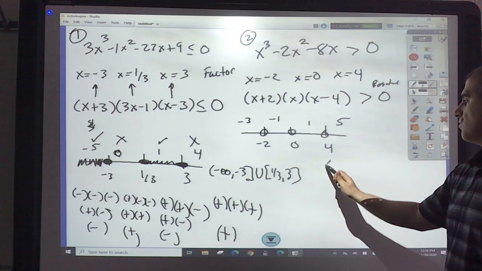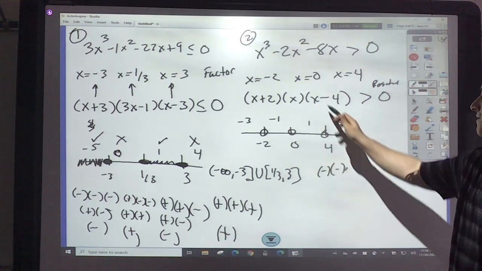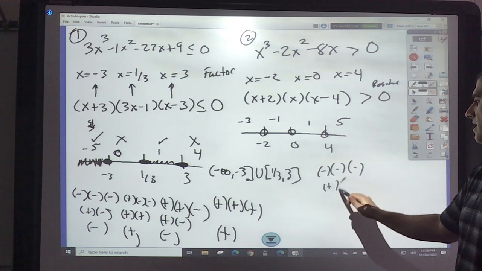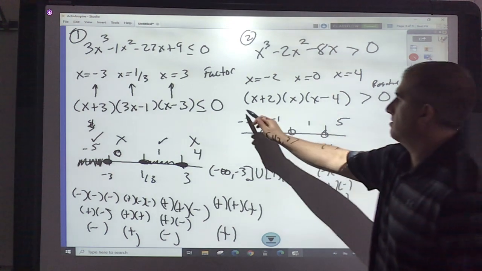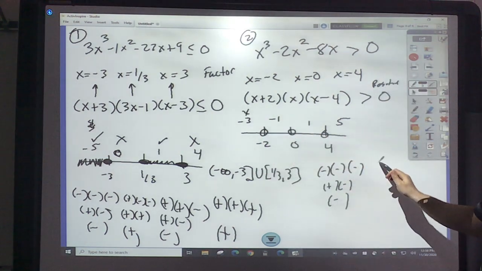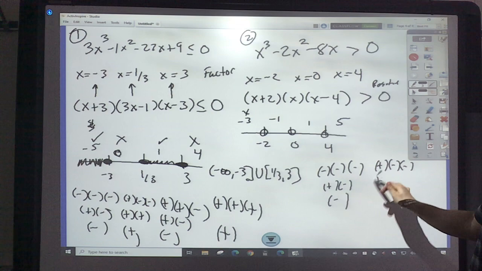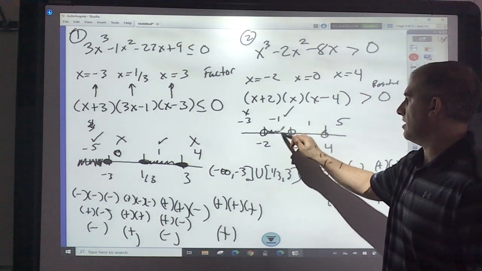Now I want something that's going to be positive. If I put that first one in there, negative, negative, and negative, that'd be a positive times a negative, which would be a negative. That is not what I want. If I put -1 in there, that'd be positive, negative, negative. Those two negatives will make a positive, so that is what I want, shaded in there.